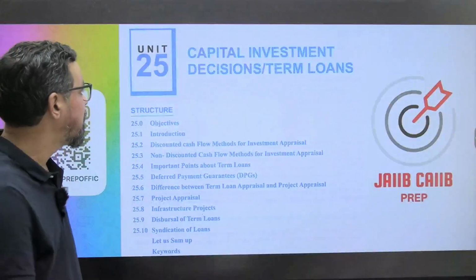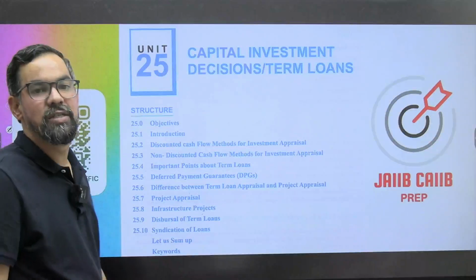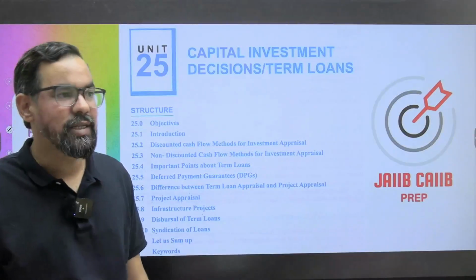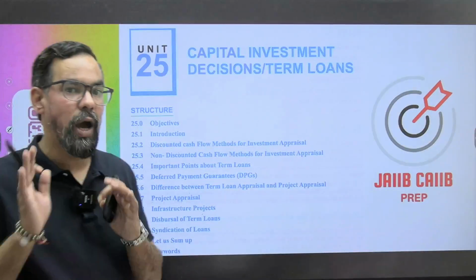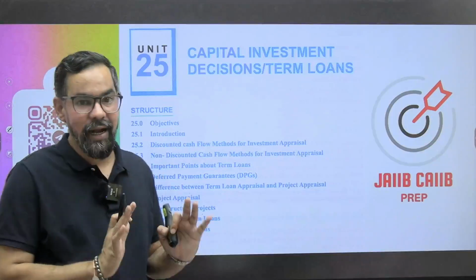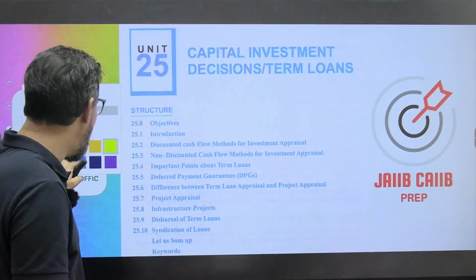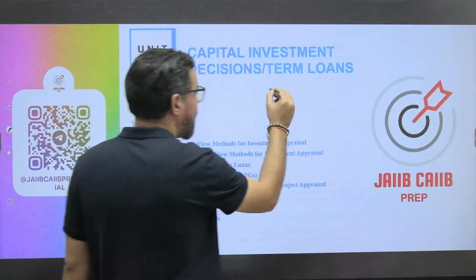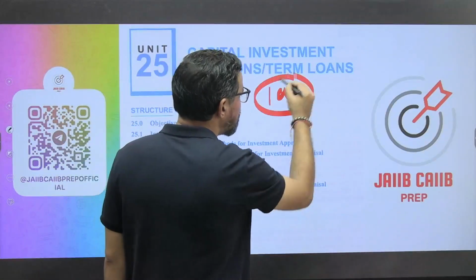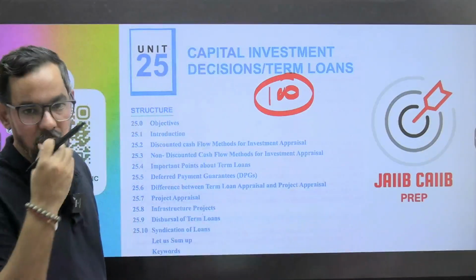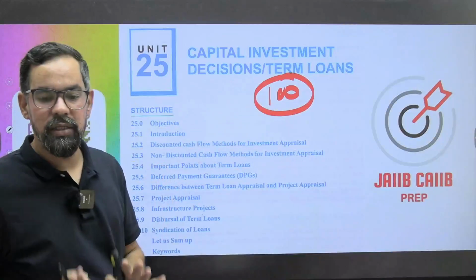Next one, guys, capital investment decision. Very interesting one. Let's say you have arranged that 100 crore rupees. Now we have 100 crore rupees in our hand. The capital structure is, let's assume, 50-50 or whatever it is. So we have arranged 100 crore rupees.